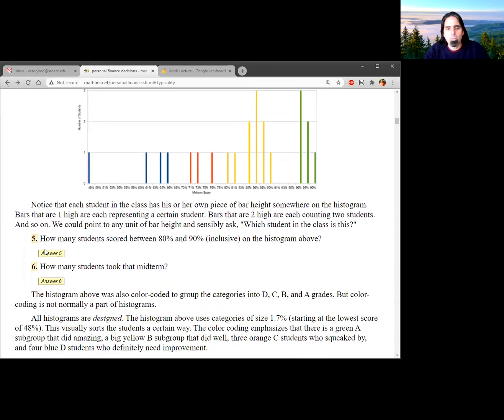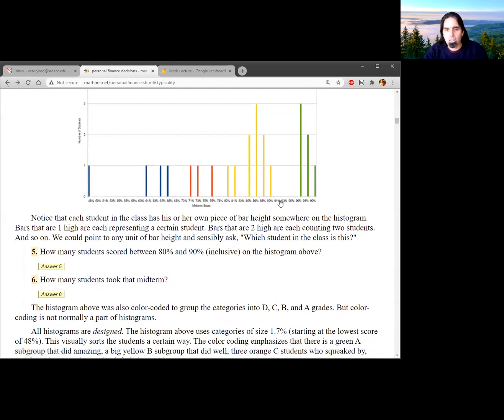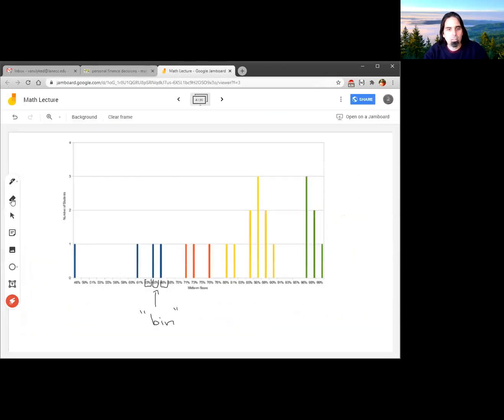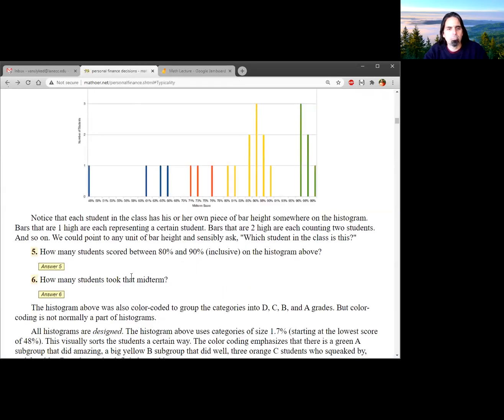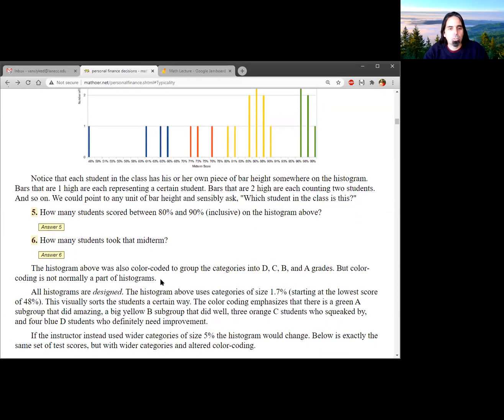So I can ask how many students scored between 80 and 90, how many students were in the yellow. I could count them up. Say 1, 2, 3, 4, 5, 6, 7, 8, 9, 10 students scored between 80 and 90, including 80 and 90. I could ask how many students took that test and just count all of the bar sections. This histogram has color coding, the D's and the C's and the B's and the A's, but that's not normal. Histograms aren't normally color coded.